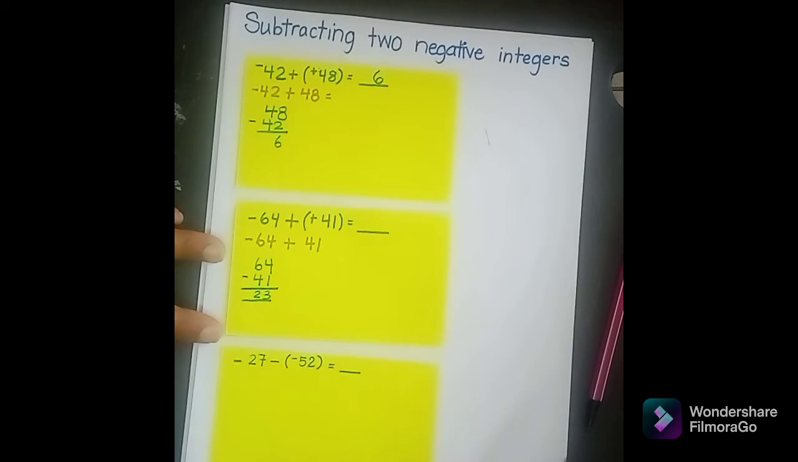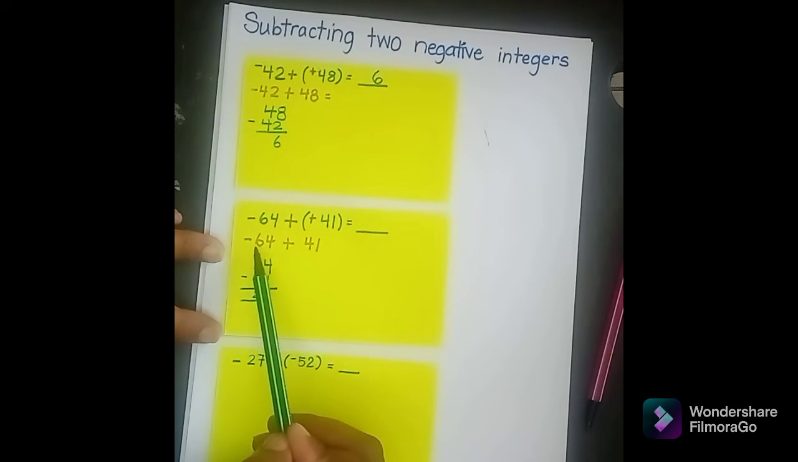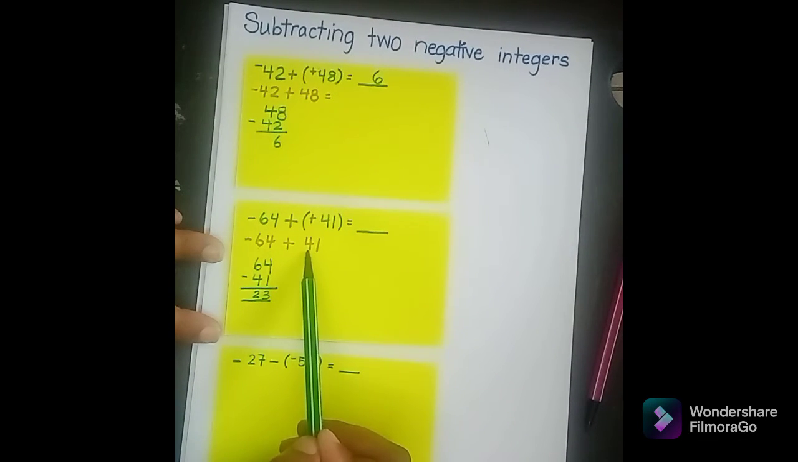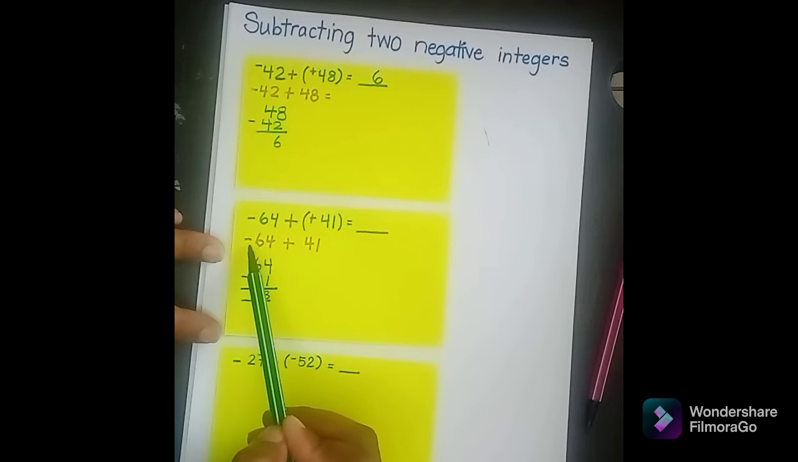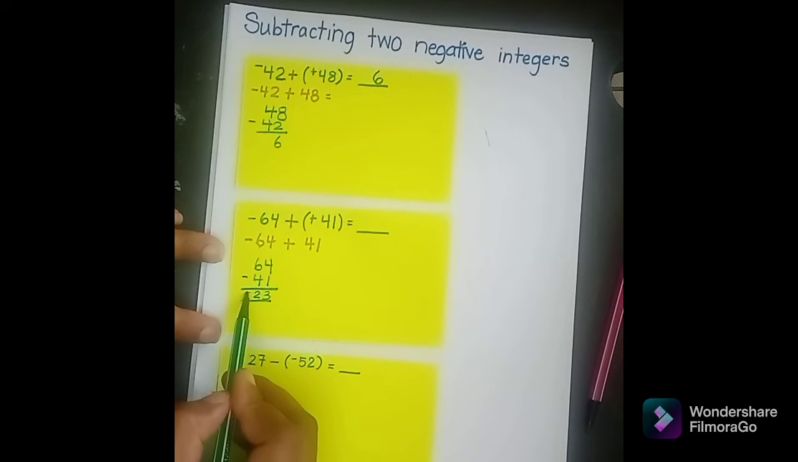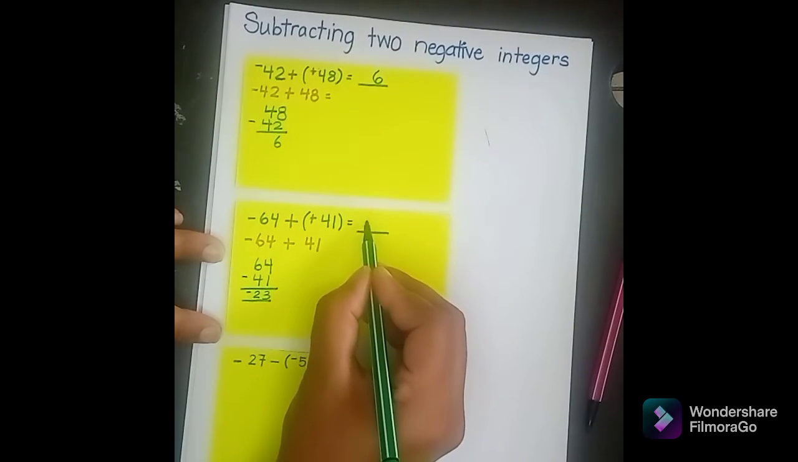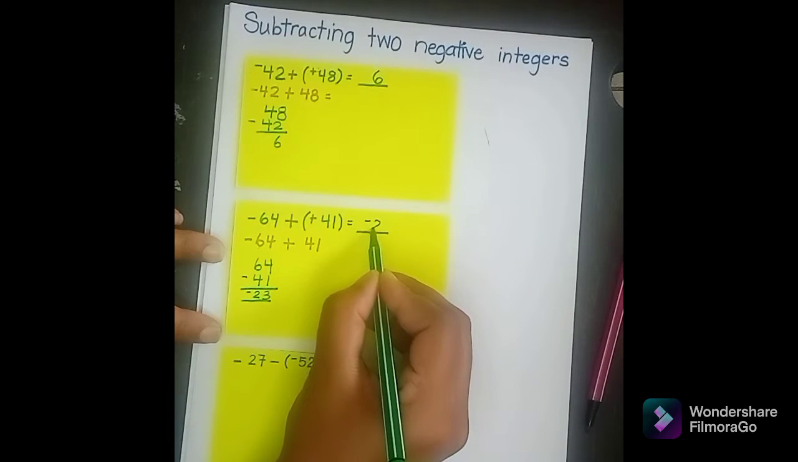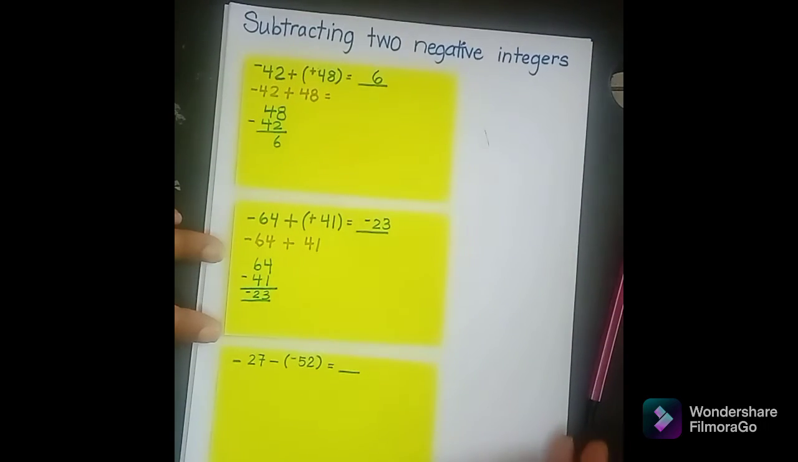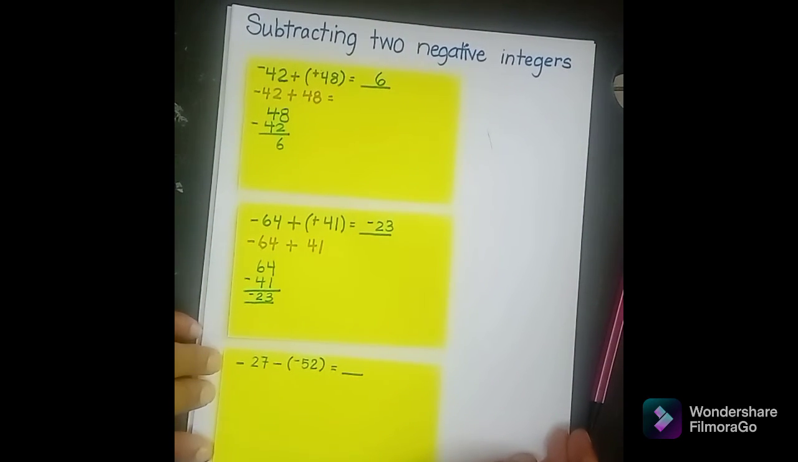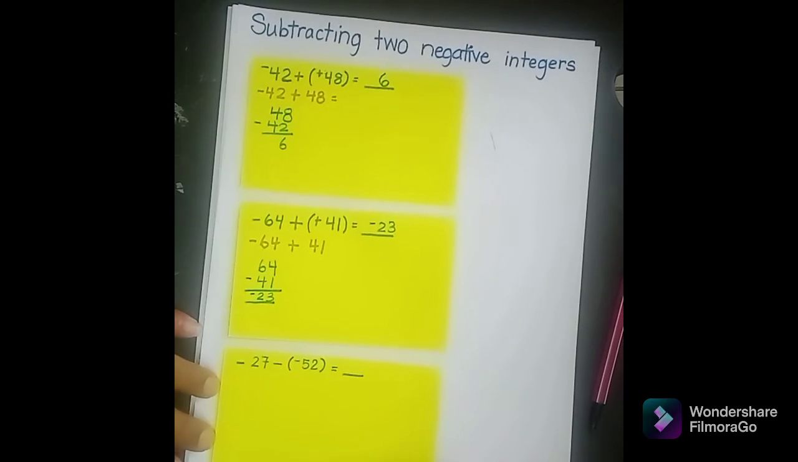Alright? And now the last step is to check which number has the biggest absolute value. So which one has the biggest absolute value? 64 or 41? Your answer would be 64. And what sign does 64 have? A negative. So your answer would be negative 23.